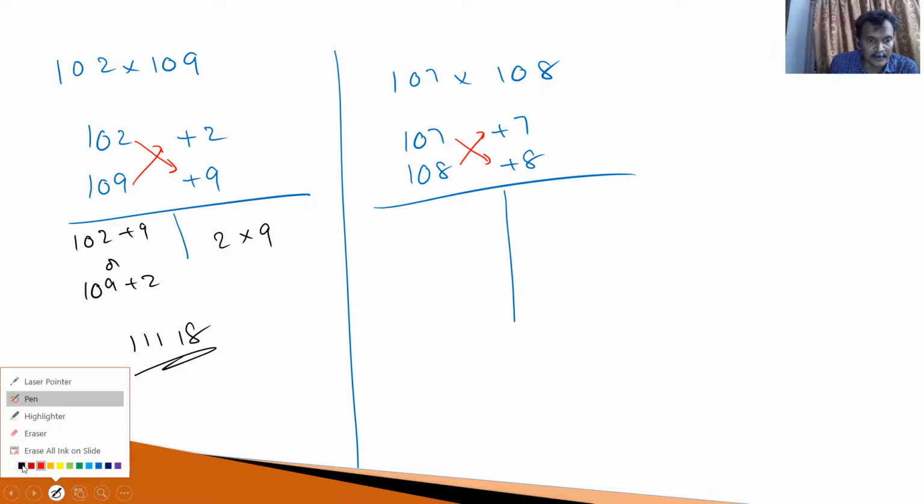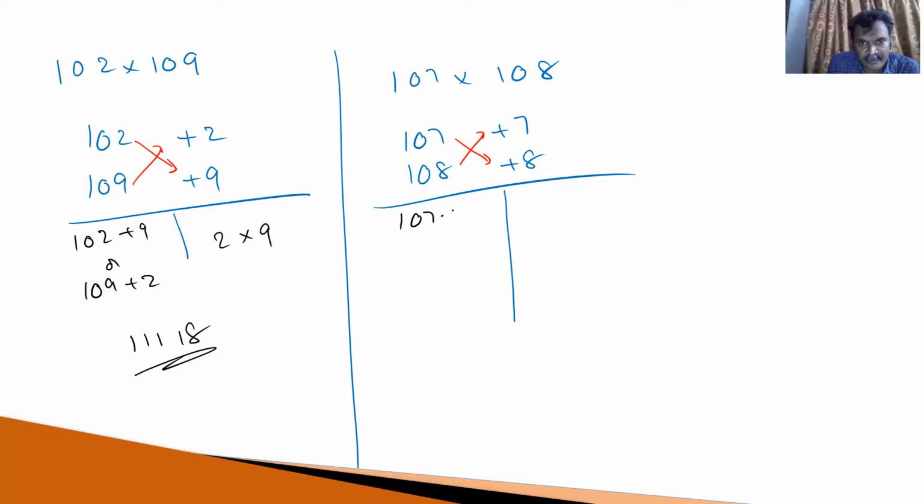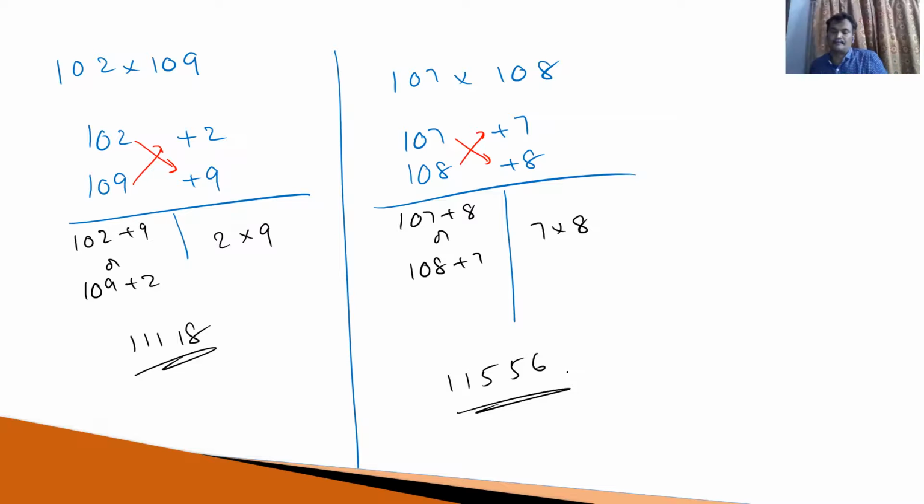Okay. Now, 107 plus 8 or 108 plus 7. And what is the right hand side? The product of these two numbers. So that is 7 into 8. Okay. So 107 plus 8 equals 115, and 7 times 8 is 56. So that is the answer.